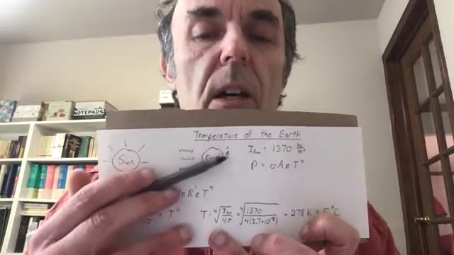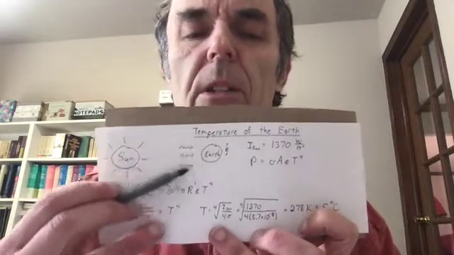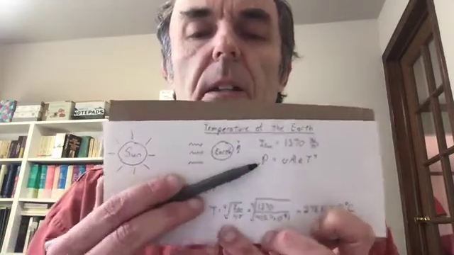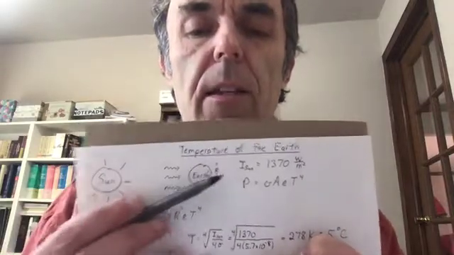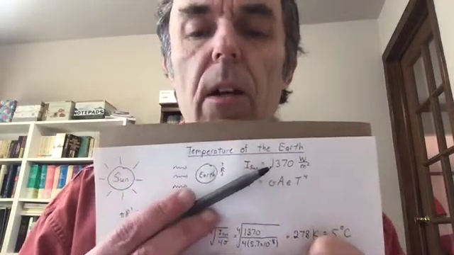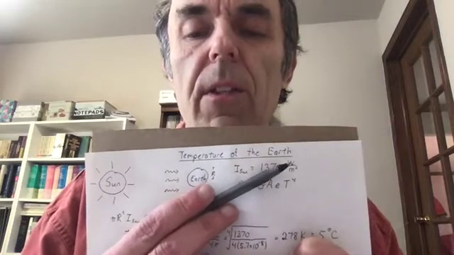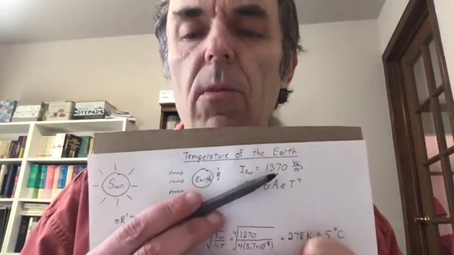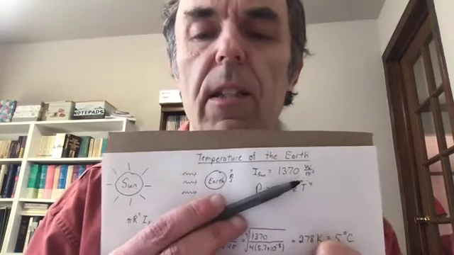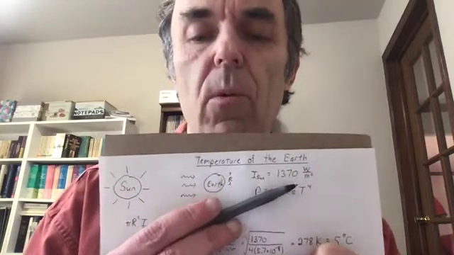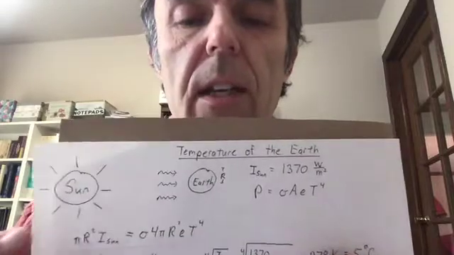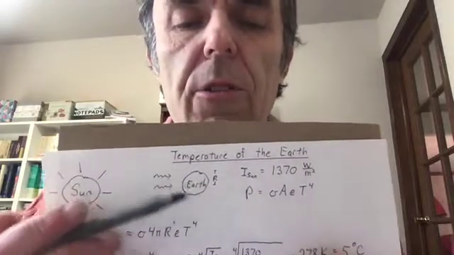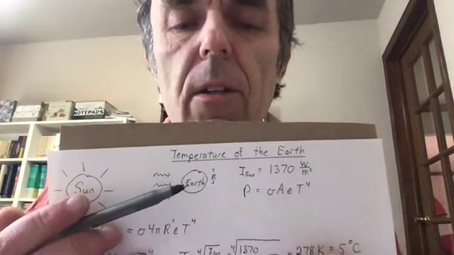Earth has a radius r. Now, how much sunlight hits the Earth? Well, at the distance we are from the sun, we receive 1,370 joules every second and every meter squared. So that's really known as the solar constant. 1370 watts per meter squared is the amount of energy striking the Earth. We're going to assume all that energy gets absorbed by the Earth, and that heats the Earth up.